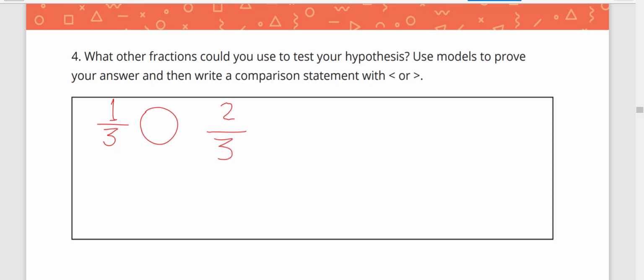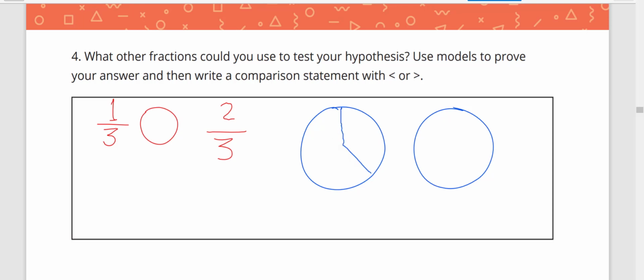Draw a model divided into 3 equal parts like this. Each part is a third. Represent this fraction in this model.